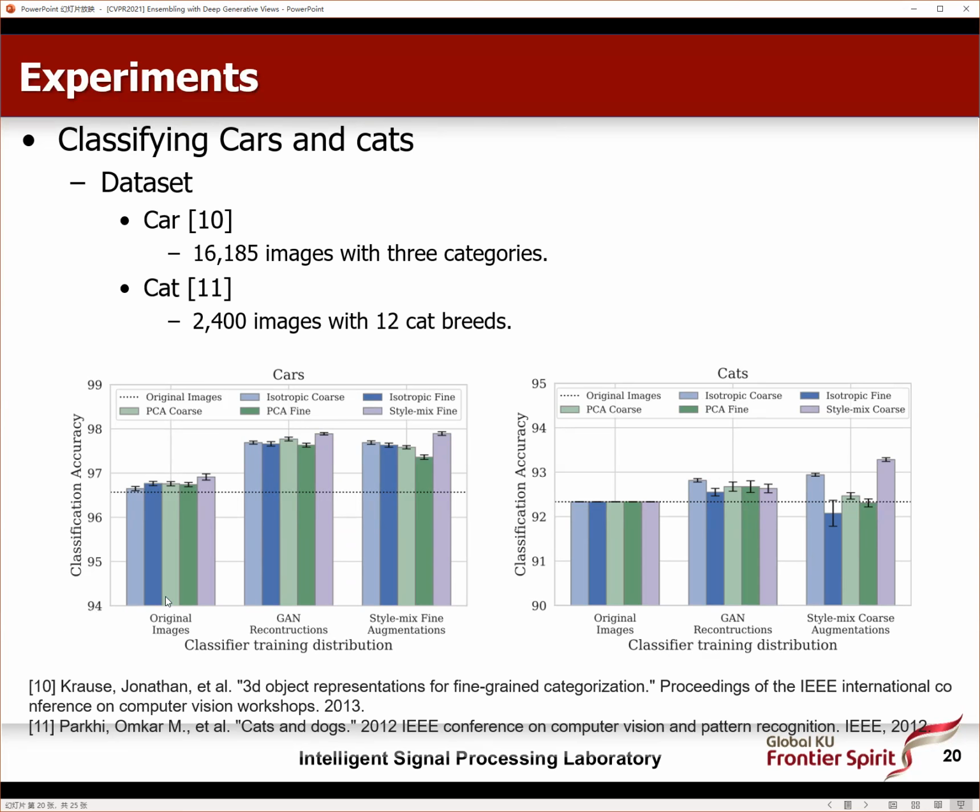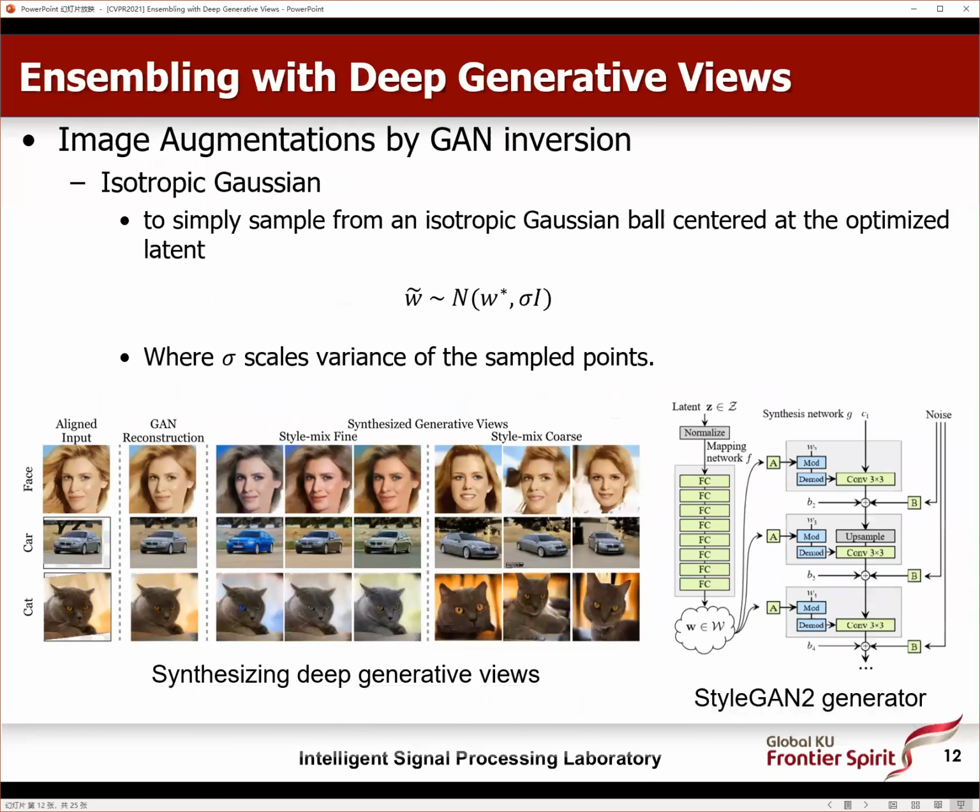Here we have 3 kinds of methods to build our training distributions. The first one, original images. The second one is the GAN reconstruction. What's the difference between the style mix 5 augmentation and the GAN reconstructions here? Let's go back to the figure. GAN reconstruction means we don't add much difference into the reconstruction results, so they're very similar to the original images. But for the style mix 5 augmentations, we make slight changes, such as the color of the hair, the color of the car, and the color of the eyes of the cat.